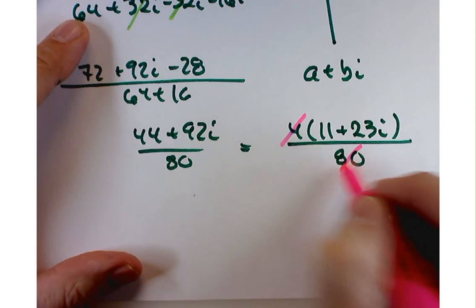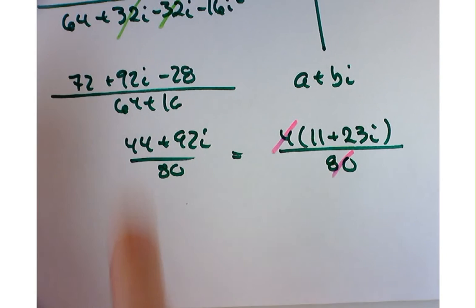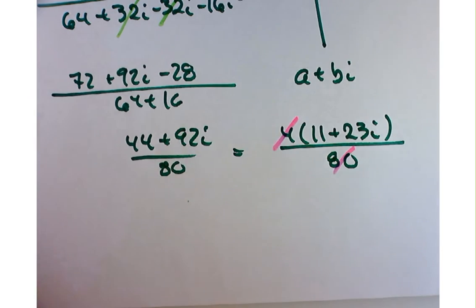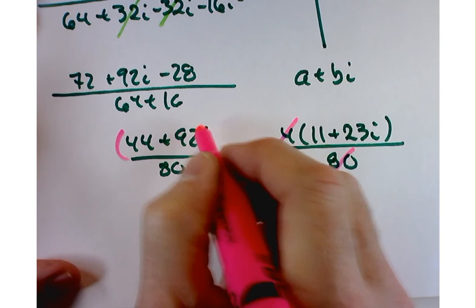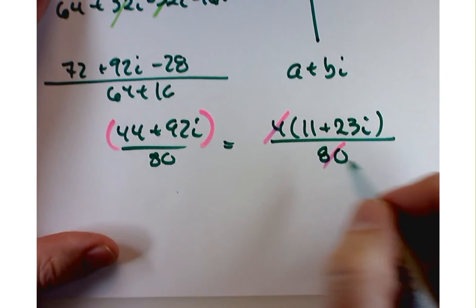Now you can cancel. You can't cancel before. I know it's a temptation to say, oh, I can cancel the 4 into the 80 or the 4 into the 92. You can't. Not like this. These terms are joined in mathematical matrimony. They're married. And if you break up a marriage, you're going to write homewrecker all over your tests. Don't do that.